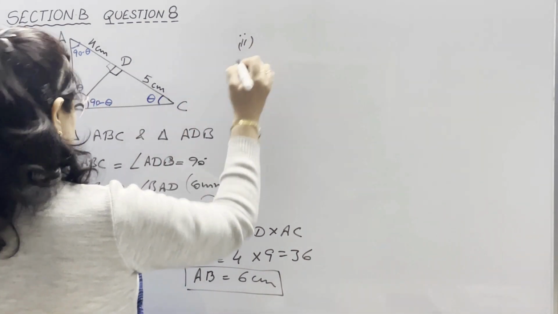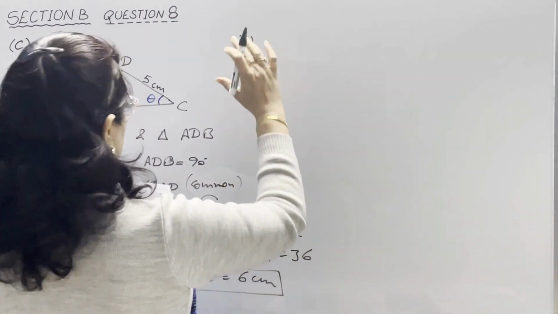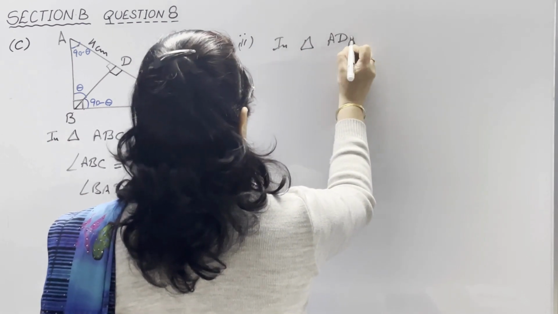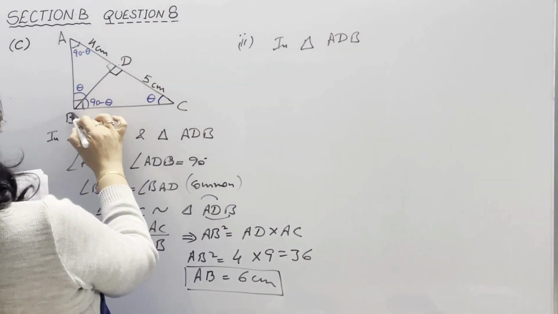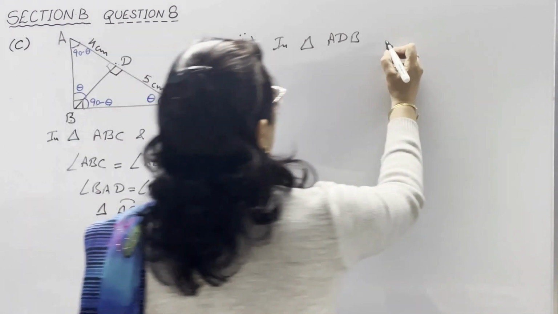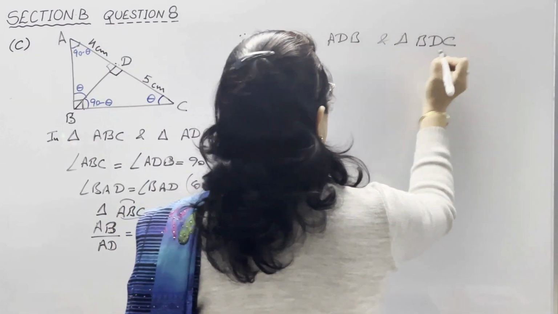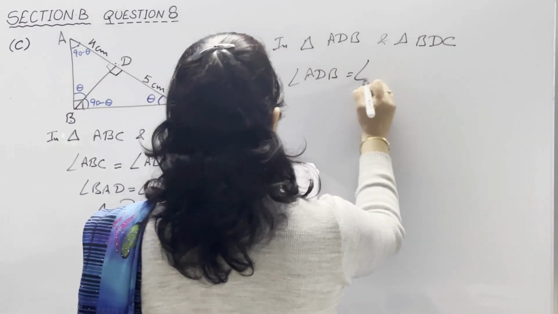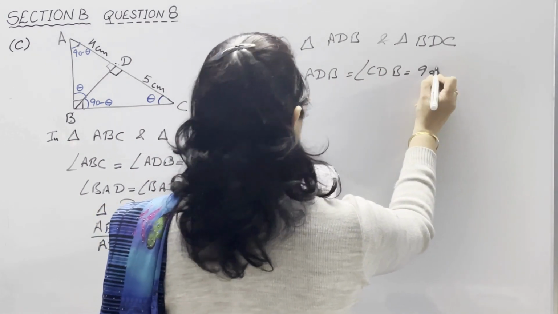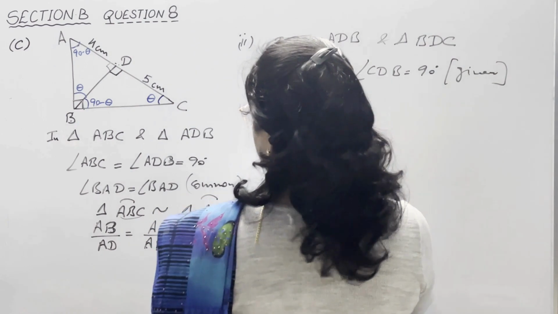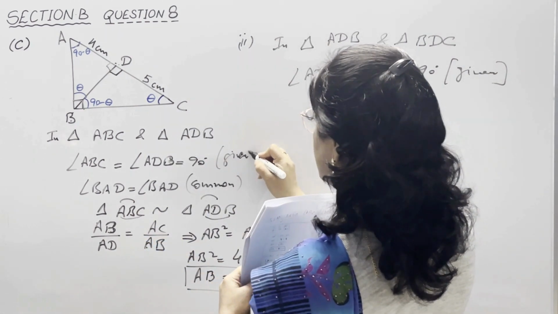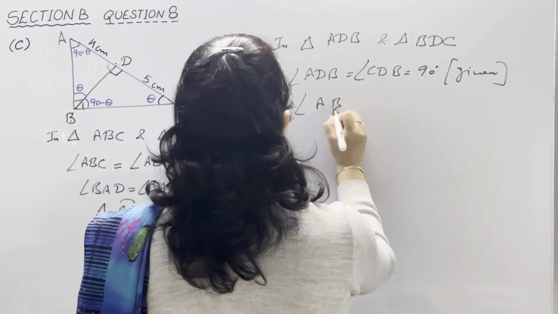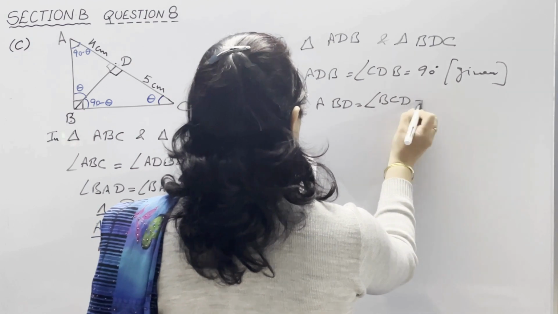Now, second part of this question, although it is not given as second part. Now here we need to take triangle ADB and triangle BDC. In these two triangles, you can also see that angle ADB as well as angle CDB both are equal to 90 degree. It is given in the question. Here also we need to mention that it is given in the question. Reasons are must in these questions. And angle ABD is equal to angle BCD.